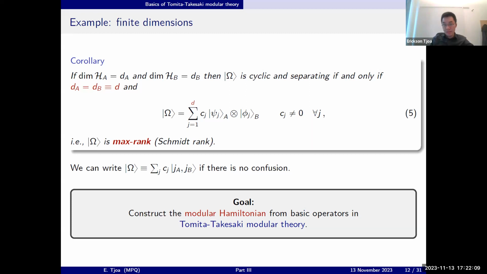Or another way to think about it is that if you partial trace over A or B, the density matrix will be max rank. So I hope this makes you recall the first example in the very first slide, right? So you can always think of it as having maximum Schmidt rank, or the reduced state having maximum rank in a matrix sense. Okay. And once you have this, the goal is to construct the modular Hamiltonian based on basic operators in modular theory. And this is what I'm going to go through.